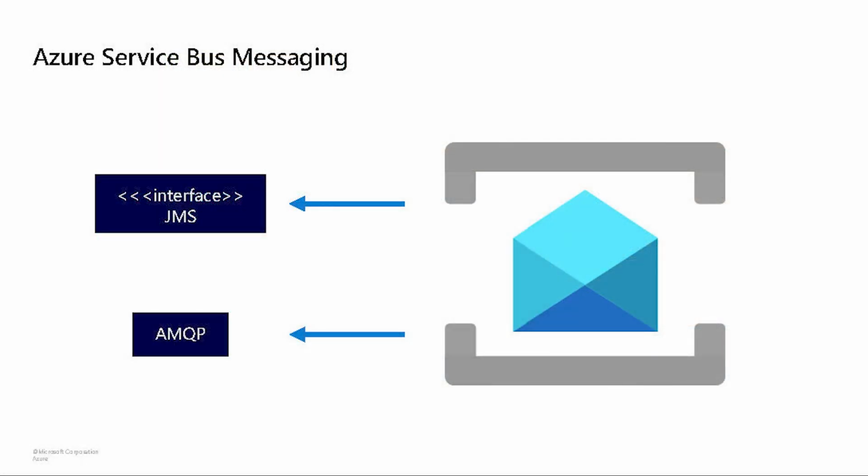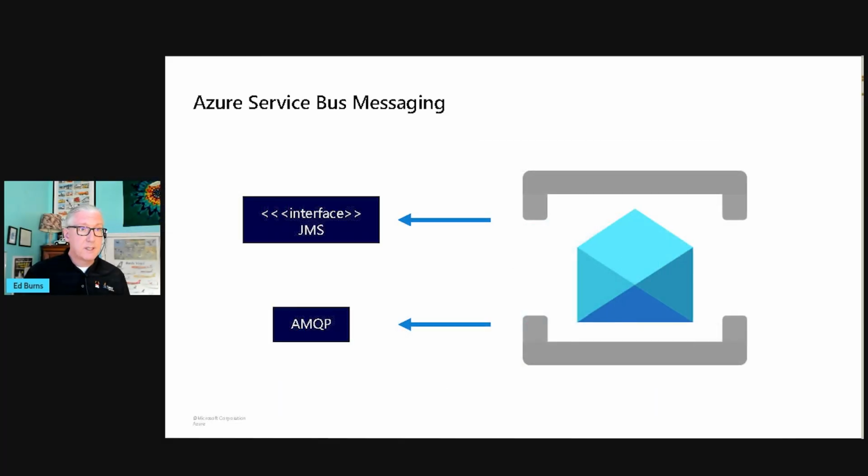The first thing I want to get across, people often say, oh, which is better, AMQP or JMS? They're different things. So here's a bit of UML review for you. Azure Service Bus Messaging is an implementation of JMS, and it uses AMQP underneath. So keep that in mind.